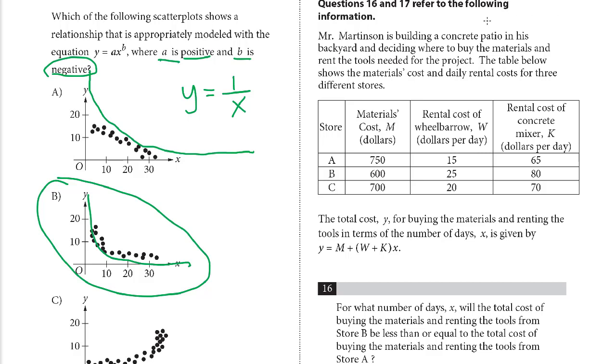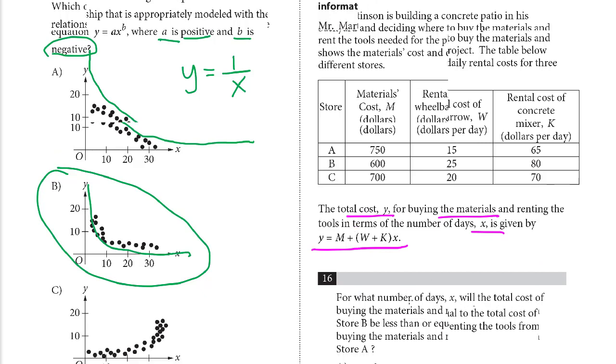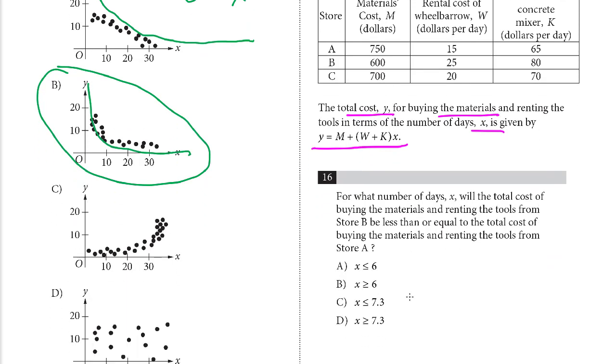Number 16, we have material costs from 3 different stores, a rental cost, and another rental cost for concrete. The total cost, Y, for buying the materials and renting the tools in terms of the number of days X is given. Y equals M plus W plus K quantity times X. So for what number of days X will the total cost of buying the materials and renting the tools from store B be less than or equal to the total cost from buying and renting from store A?